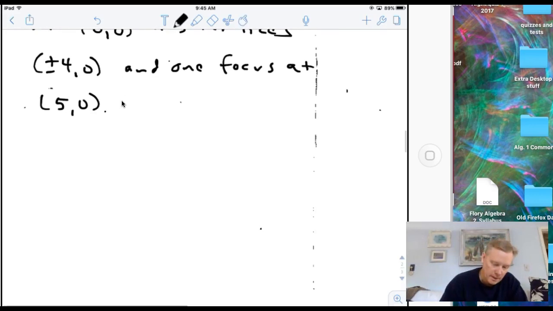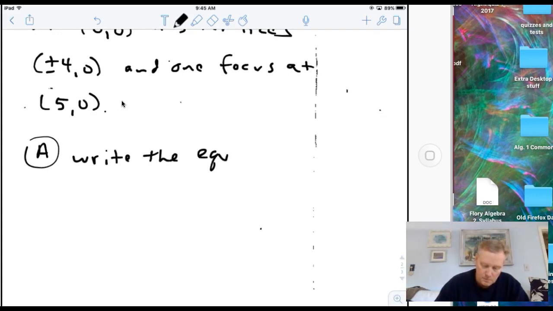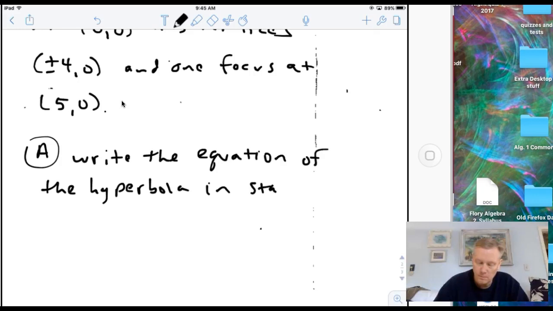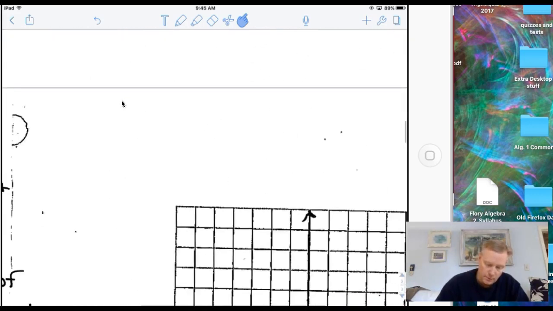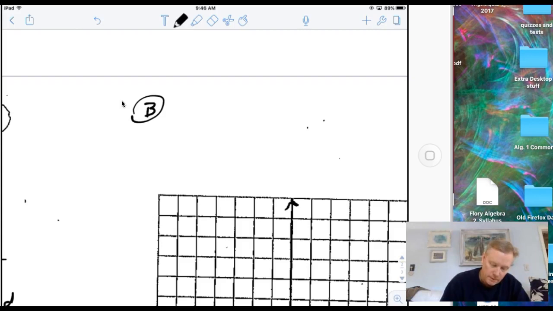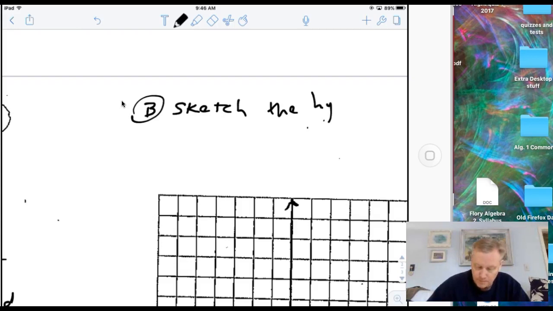And I got a couple parts here. A is write the equation in standard form. And B will be sketch the hyperbola. B, put it right above the graph. Sketch the hyperbola.